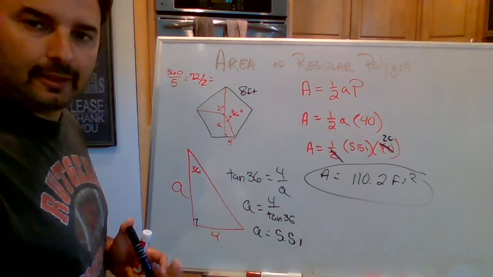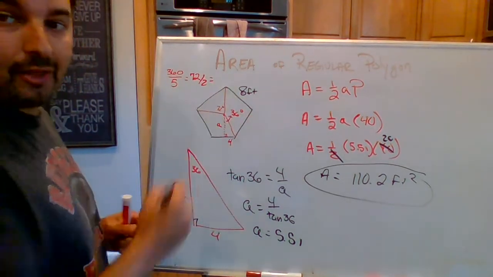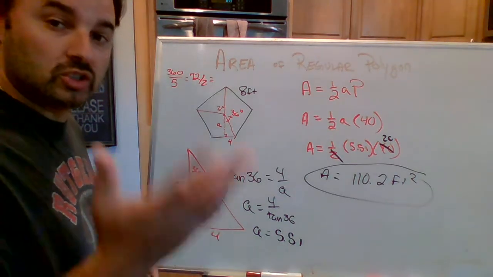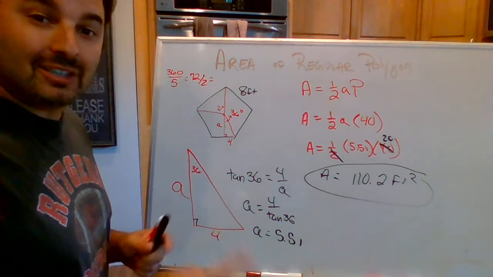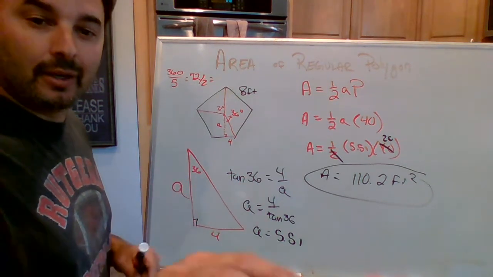Okay. This is solving the area of a regular polygon when you do not have the apothem, but you have a side length. There's 3 things you have: the side length, the apothem, the radius. You need one of those to solve for the other one. My next video will be solving it when you're given the apothem, but you have to find the perimeter.